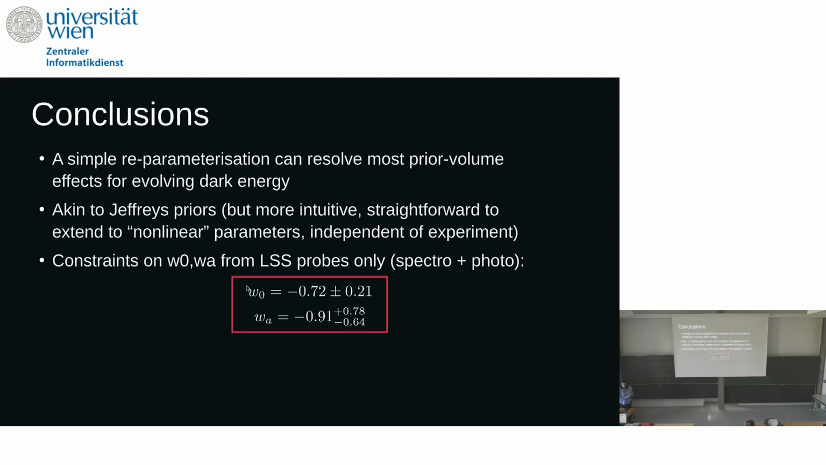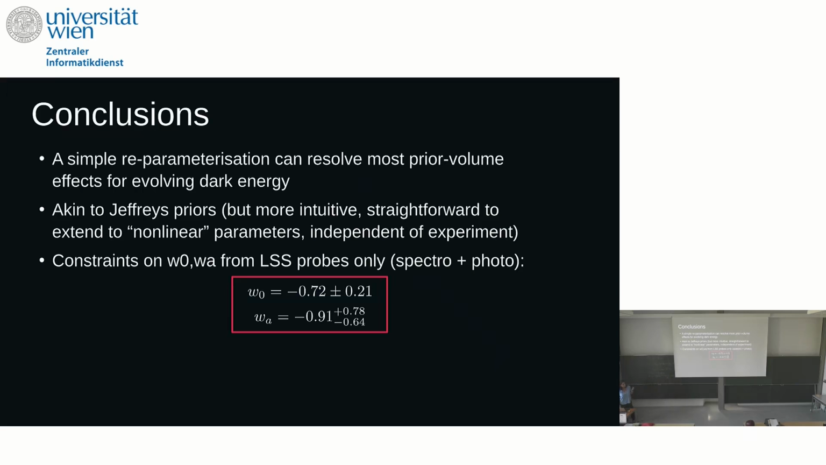So my conclusions. This very simple and intuitive re-parameterization can resolve most of the prior volume effects, specifically when one wants to measure evolving dark energy. It's similar to Jeffreys priors because it removes the dependency on cosmology of this term here. But it's more intuitive if you know the theoretical model. It's straightforward to extend to nonlinear parameters, so those parameters that are non-marginalized analytically. And it's independent of the experiment because for Jeffreys priors, you would need to include the covariance. So in that sense, they depend on the experiment.